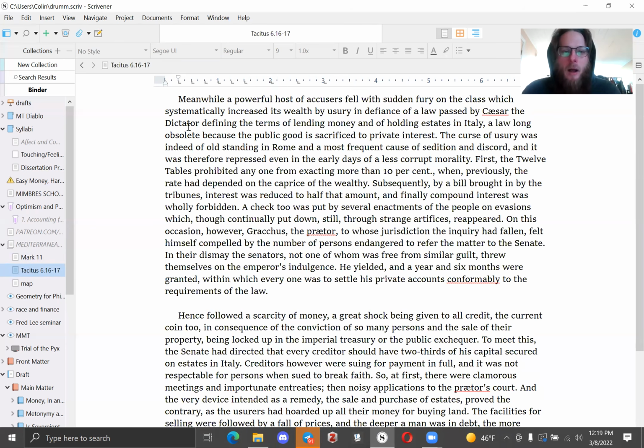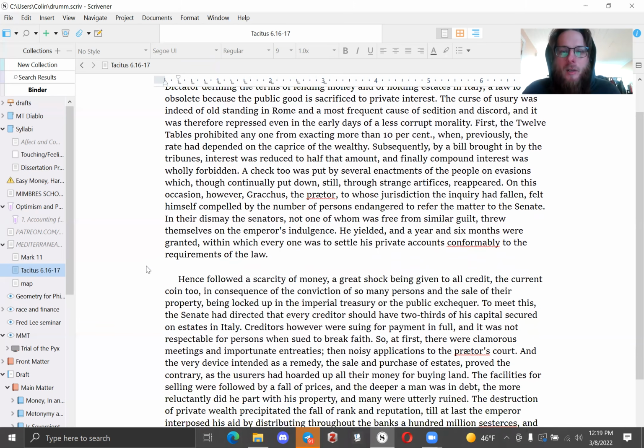Meanwhile, a powerful host of accusers fell with sudden fury on the class which systematically increased its wealth by usury in defiance of a law passed by Caesar the dictator, defining the terms of lending money and of holding estates in Italy, a law long obsolete because the public good is sacrificed to private interests. The curse of usury was indeed of old standing in Rome, and a most frequent cause of sedition and discord, and it was therefore repressed even in the early days of a less corrupt morality.